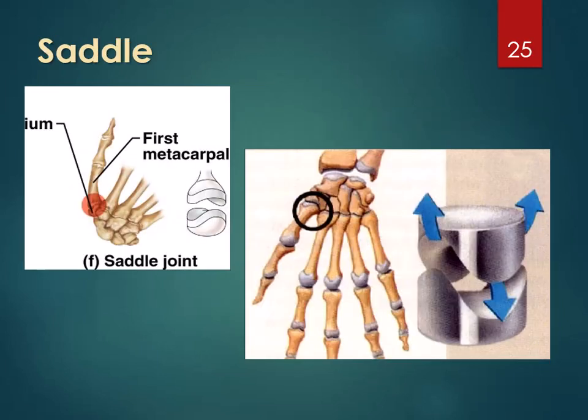And last, you have a saddle joint. A saddle joint is your thumb. The saddle joint allows back and forth, up and down. It does not allow for rotation like a ball and socket, but has quite the range of movement.